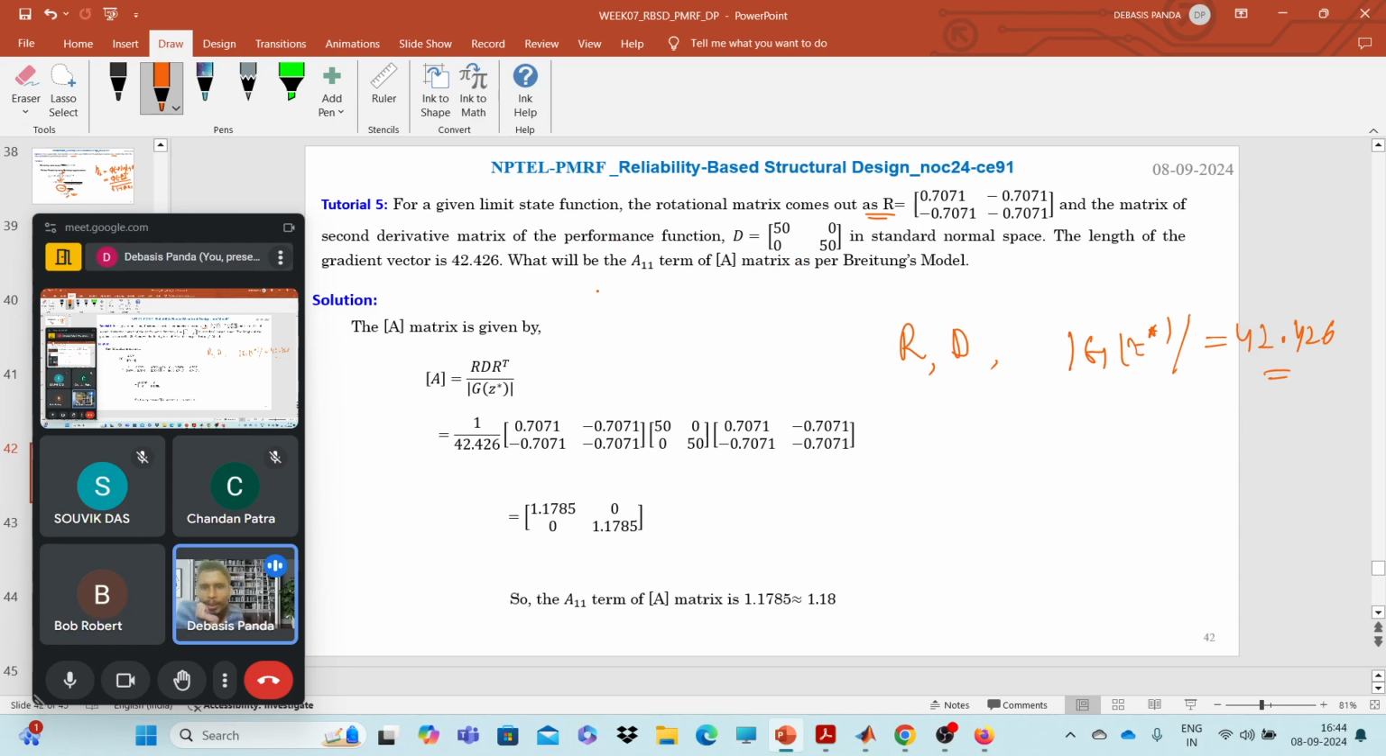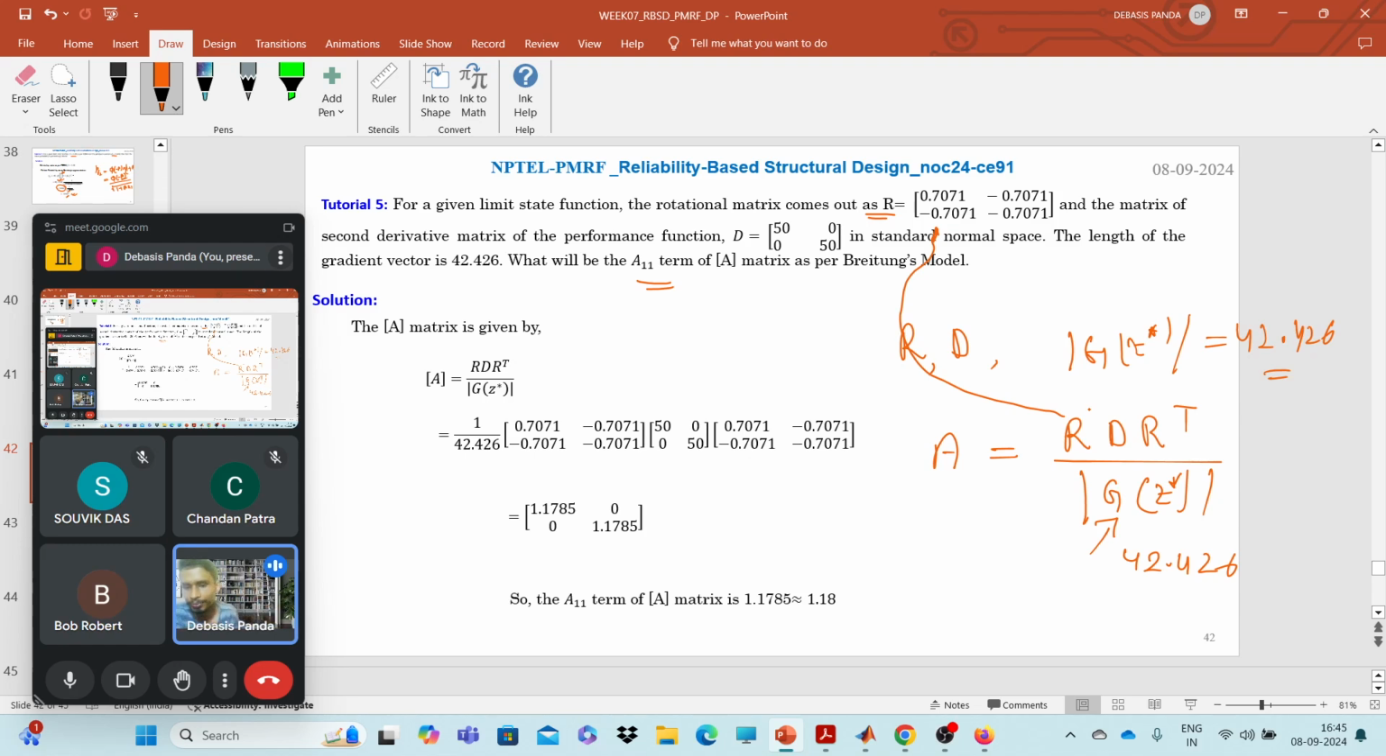Now what you need to calculate is the A11 term of the A matrix. That means you need to formulate the A matrix first. So the A matrix, how can we calculate it? R D R transpose divided by the Euclidean norm of the gradient of Z star. This value is already provided as 42.426. The R matrix is already provided here, the D matrix is provided here.